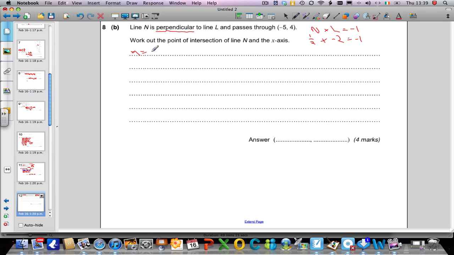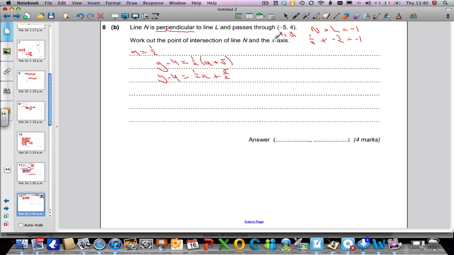The gradient is a half, and I know that a point is minus 5, 4. So that's x1, that's y1. Right, so let's substitute. So we get y minus y1 equals m times x minus x1. Minus minus 5 gives me plus 5. Right, let's multiply that out. Y minus 4 equals a half x plus 5 over 2. You can leave that as 2.5 if you like, or 5 over 2, whatever you want.